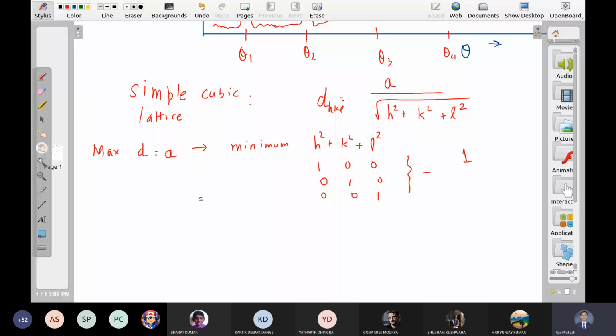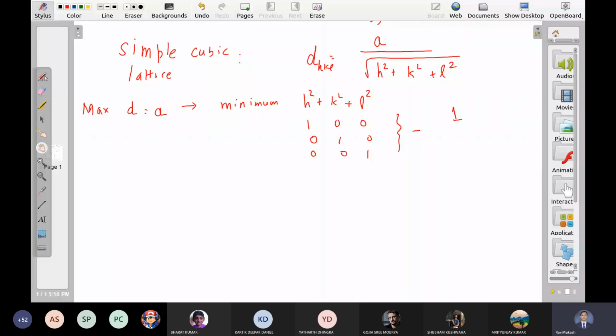What about the second maximum? So d decreases to a by root 2.